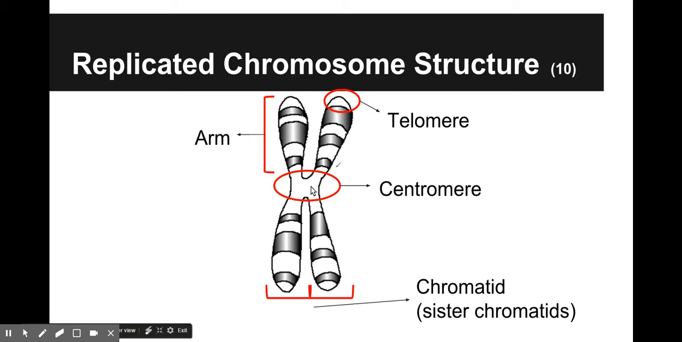The last term we need is that coming off of the centromere, each of our segments of DNA that comes up, those are called the arms of the chromosome. When we look at identifying where genes might be on a chromosome, frequently it'll tell you what arm of the chromosome it is going to be on.